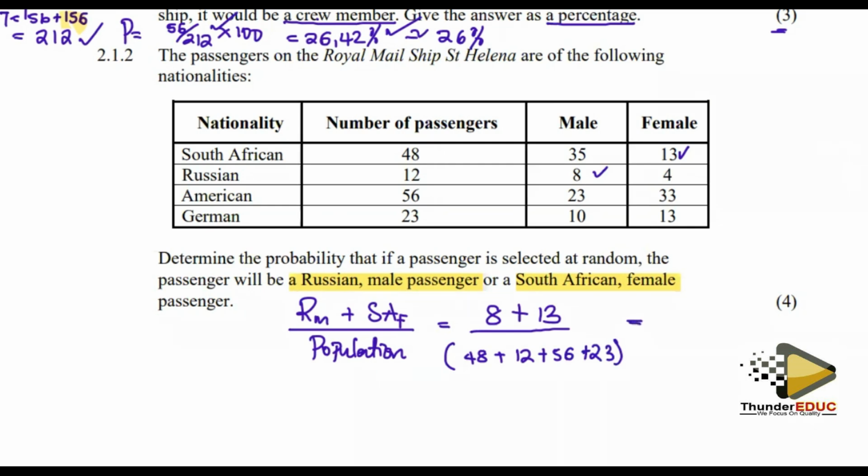Now they said probability. They didn't say as a decimal or as a percentage, so we can't multiply by 100. So when you add 8 plus 13, this is 21. 21 over, when you add all these numbers down here, you get 139. So this is the probability.